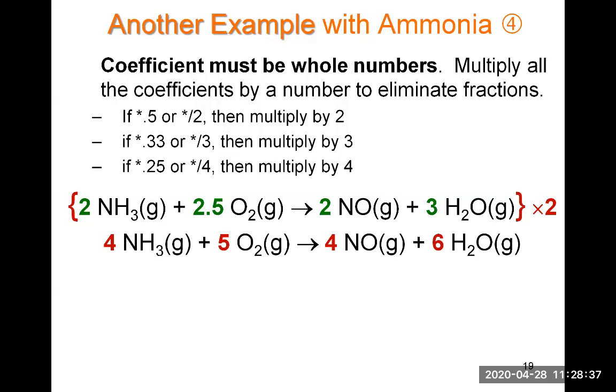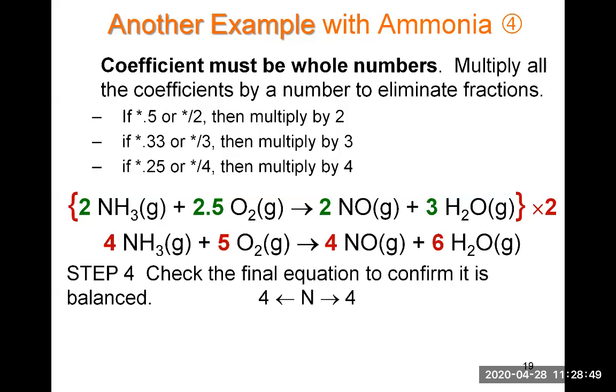So let's make sure that this is still balanced. Let's count nitrogens. We have 4 nitrogens on the left from ammonia and 4 nitrogens on the right from NO. Hydrogen, we have 4 times 3 on the left, that's 12. And on the right, we have 6 times 2, and that's also 12 for hydrogen. Oxygen, we have 5 times 2, it's 10. Plus, on the right, we have 4 oxygens from NO plus 6 oxygens from H2O. So 6 plus 4 is 10. So we also have balanced oxygen. So all elements are balanced, and this would be the final answer for the combustion of ammonia.